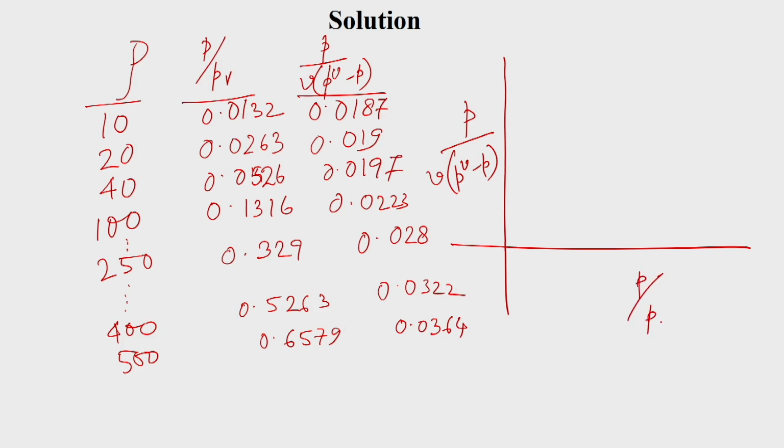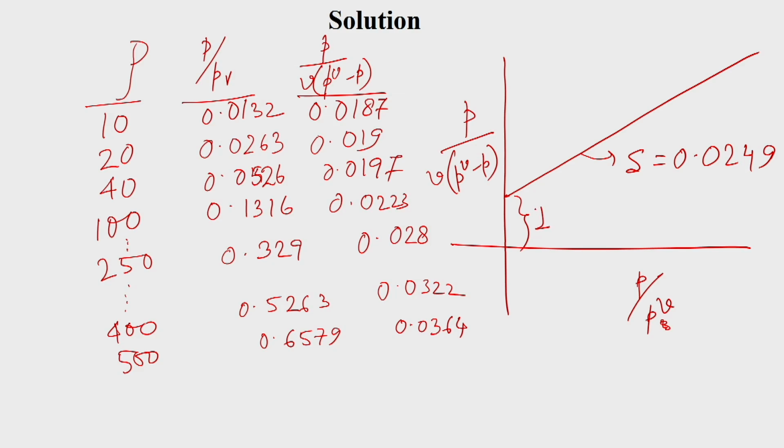Now we will plot P by V into (P_v minus P) versus P by P_v. We will get an equation, a straight line, where we need the slope. From this graph, if we use graph paper, we will calculate the slope, but here we are putting the value 0.0249, and the intercept will be equal to 0.0187.